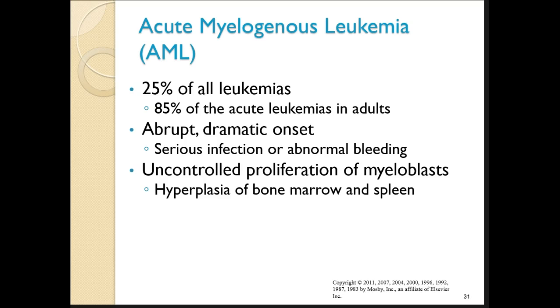AML is characterized by uncontrolled proliferation of myeloblasts, the precursors of granulocytes. There is hyperplasia of the bone marrow, and the clinical manifestations are usually related to replacement of normal hematopoietic cells in the marrow by leukemic myeloblasts, and to a lesser extent to infiltration of other organs and tissue.